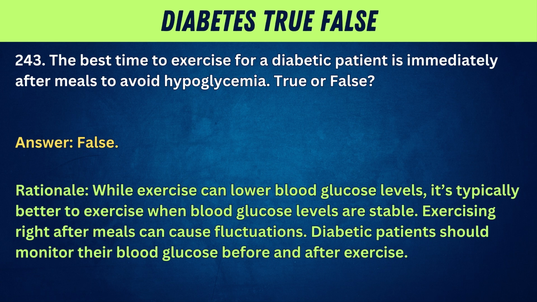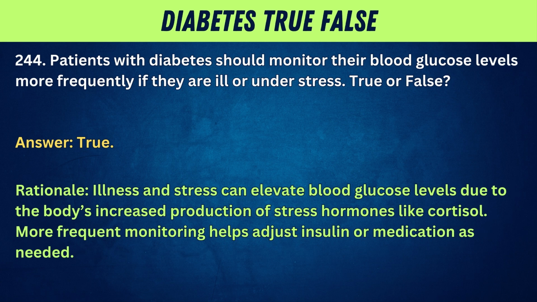243. The best time to exercise for a diabetic patient is immediately after meals to avoid hypoglycemia. True or false? Answer: false. Rationale: while exercise can lower blood glucose levels, it's typically better to exercise when blood glucose levels are stable. Exercising right after meals can cause fluctuations. Diabetic patients should monitor their blood glucose before and after exercise.